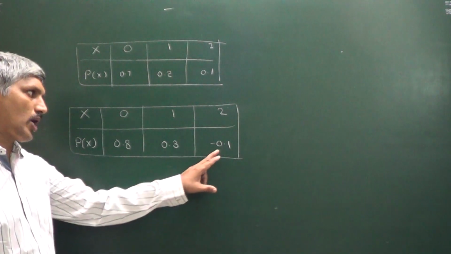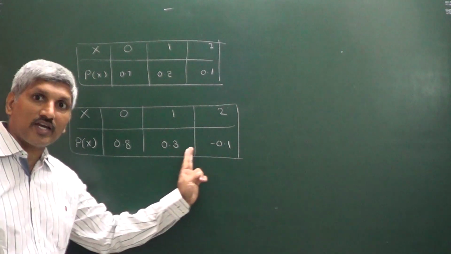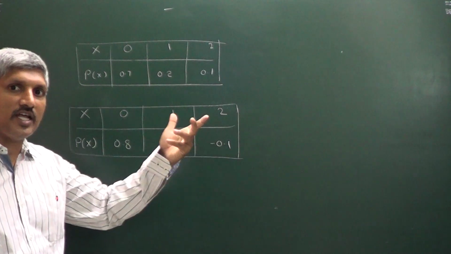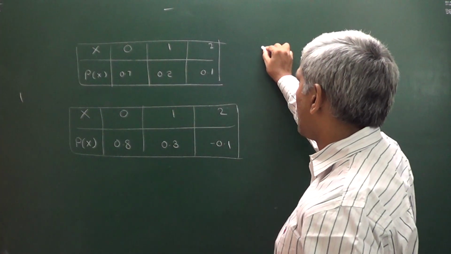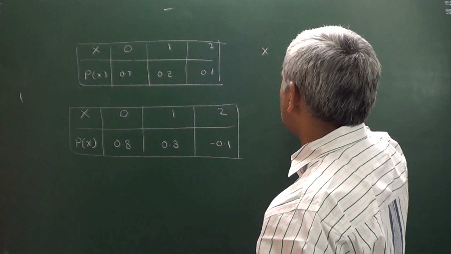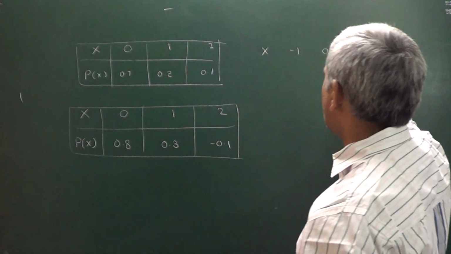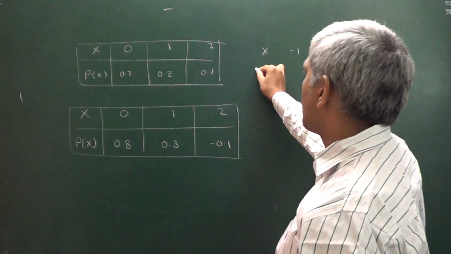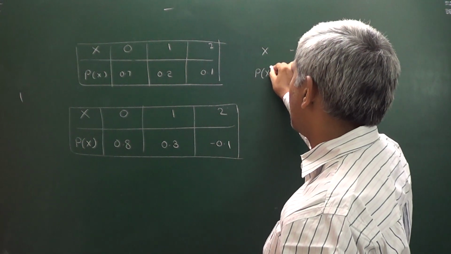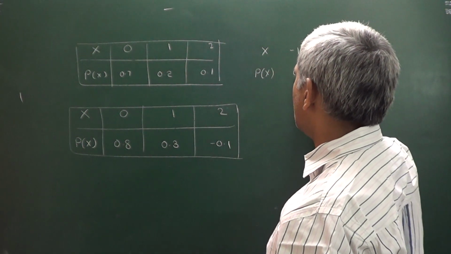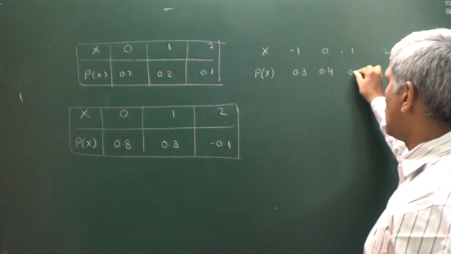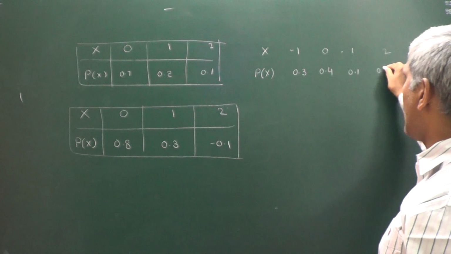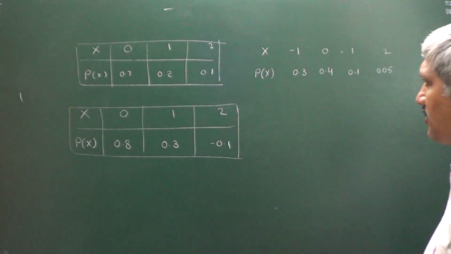The reason is, yes, the sum we are getting is 1, but probability can never be negative. So it is not a possible probability distribution. The other case: x is taking the values -1, 0, 1, 2 and their respective probabilities are given as P of x equal to 0.3, here we are getting 0.4, this is 0.1 and this value is 0.05.